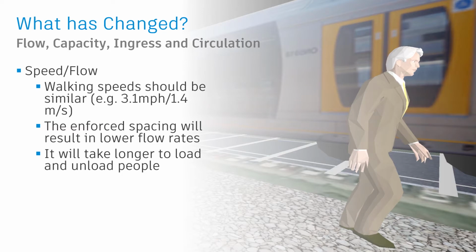Speed and flow obviously will change. Now, people will generally be walking at the same speed, but the enforced spacing will result in lower flow rates in general, and it's going to take a lot longer to load and unload people from transport systems.